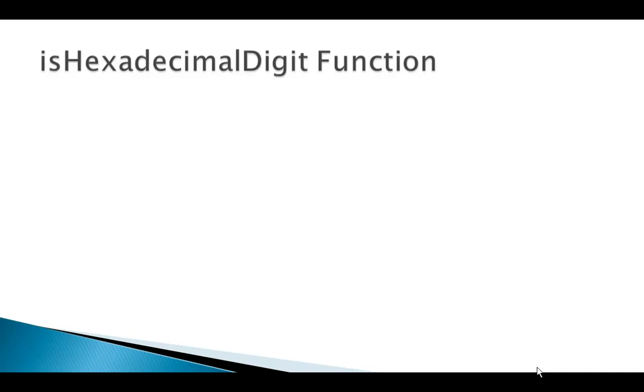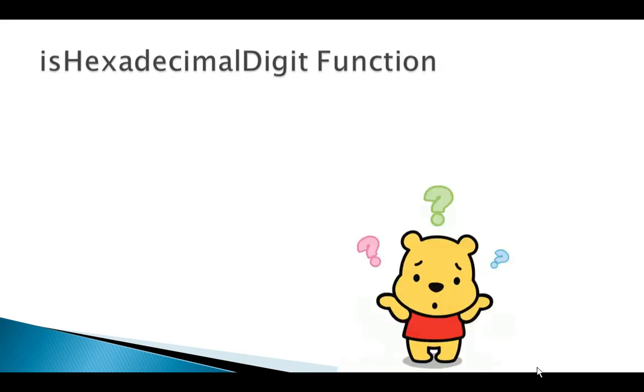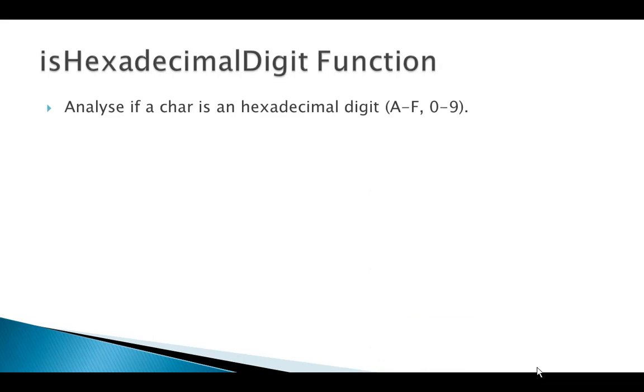Now we will see the last function, the isHexadecimalDigit function. This is a very important function. The name itself shows which kind of function it is. It will analyze if a character is a hexadecimal digit or not. So it will analyze whether the character is from A, B, C, D, E, F, or 0, 1, 2, 3, 4, 5 up to 9. If the character is in this range, then it will return true, otherwise it will return false.